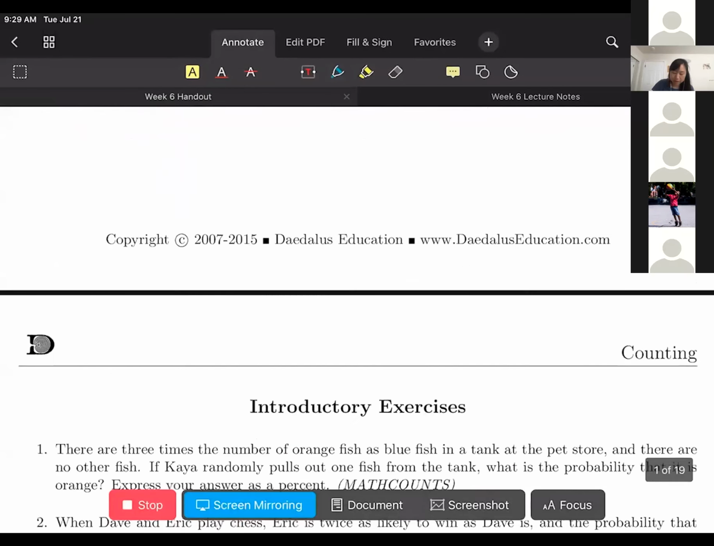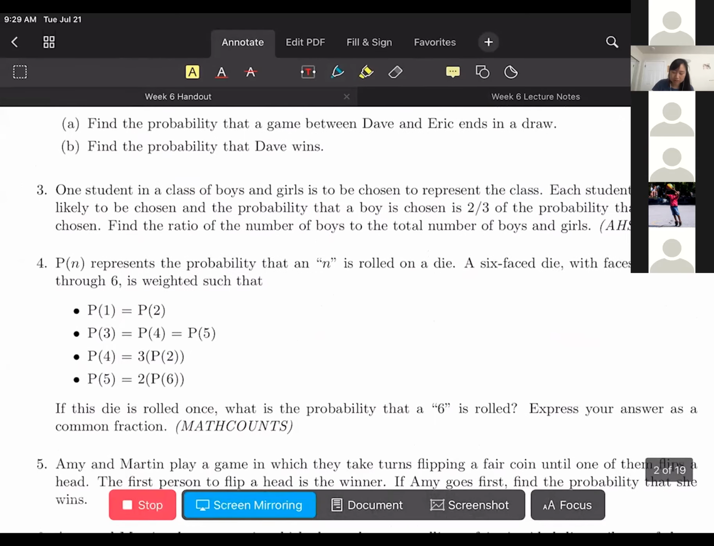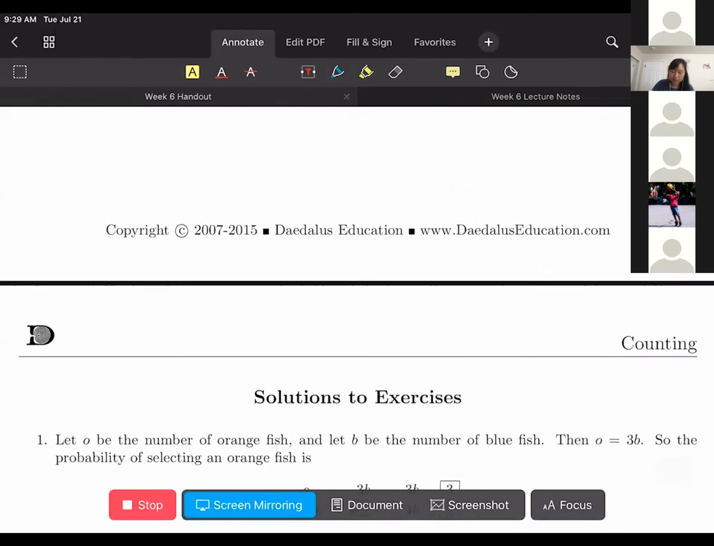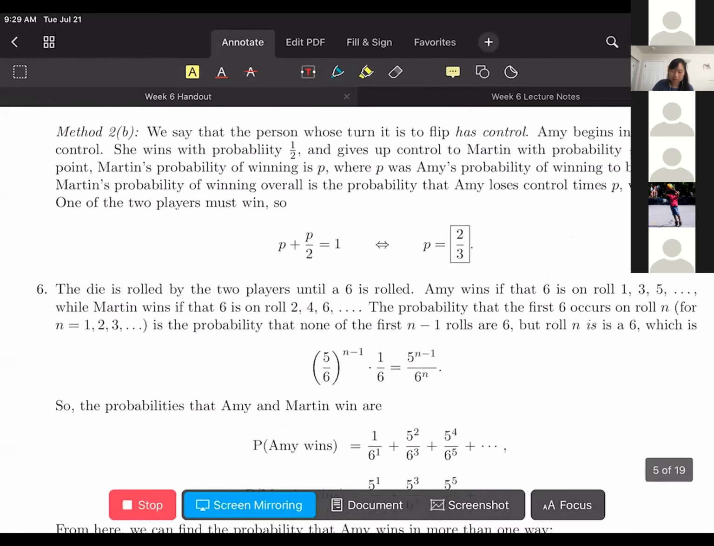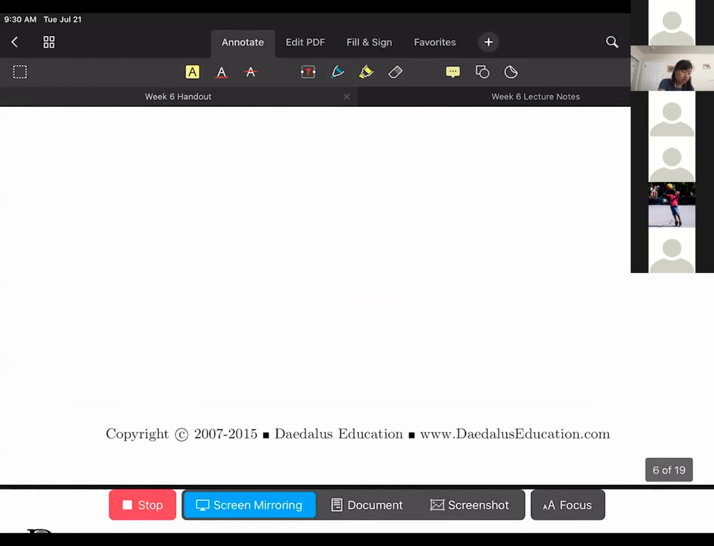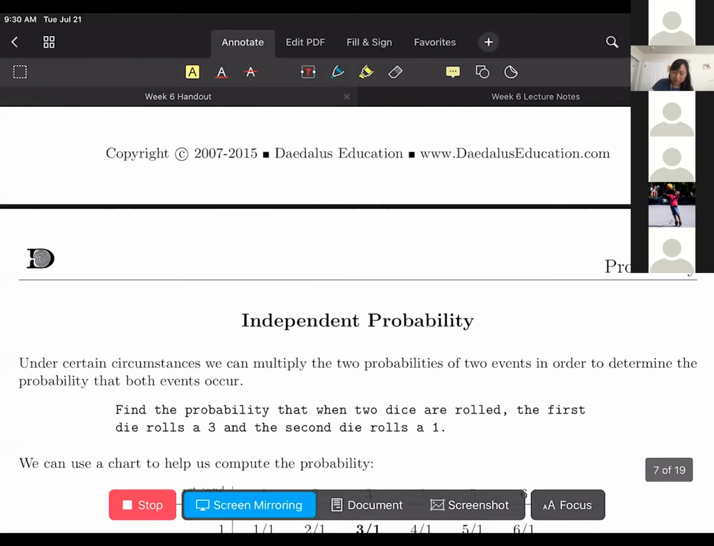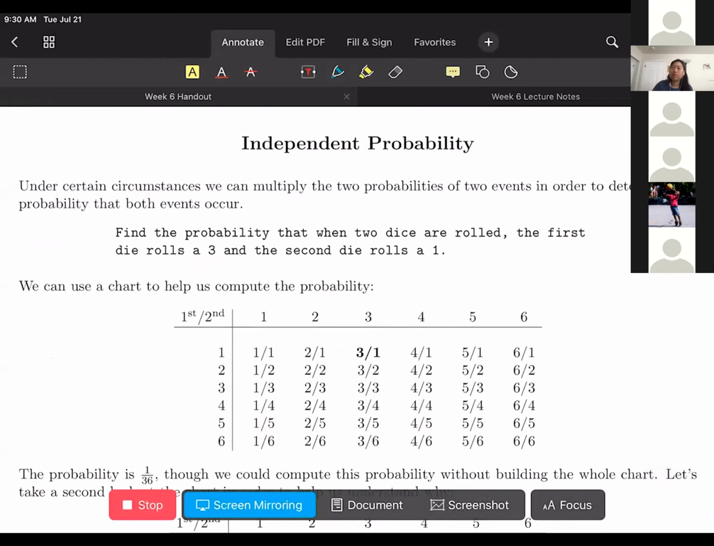But for the algebraic probability, there's a couple of other exercises in the handouts that I'd encourage you all to do, just to see more types of questions that use algebra to compute probabilities. And then there's also solutions included in the handout. So now we'll talk a little bit about independent and dependent probability before we move on to the concept of conditional probability.